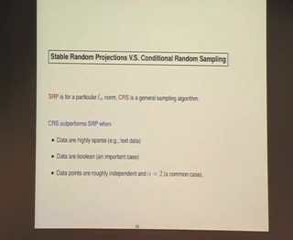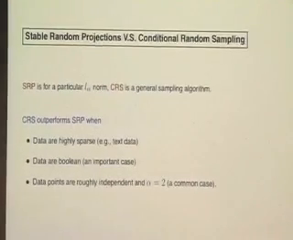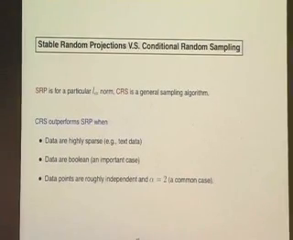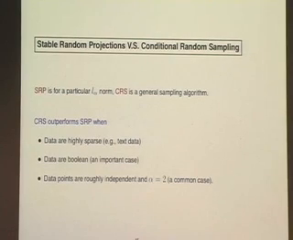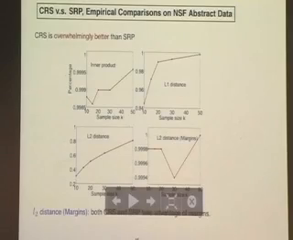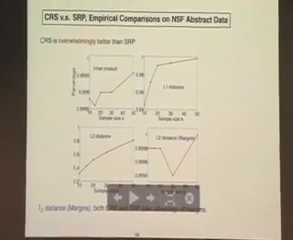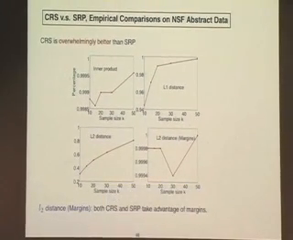And I do a simple comparison for the two methods, conditional random sampling and stable random projections. Now people ask which one works better. Well, when the data are highly sparse and when the data are Boolean, conditional random sampling works much better. You can show theoretically. Well, Boolean data is nothing but sparse data. Otherwise, it's not Boolean. So this is the comparison for conditional random sampling versus stable random projections. In this case, conditional random sampling is overwhelmingly better than stable random projections.